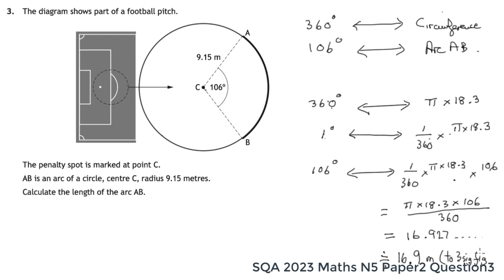When you approximate answers, always say how accurate your approximation is. So that arc AB, the length is approximately equal to 16.9 metres, to three significant figures.